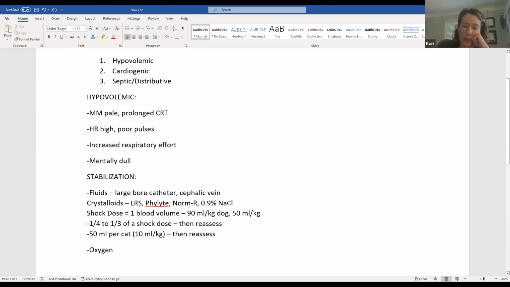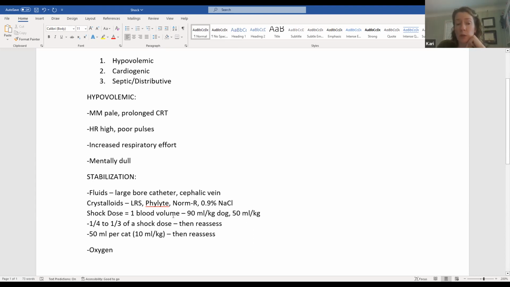It's also important to remember that crystalloids are short-lived. Because they're an isotonic fluid, they will redistribute in the body really quickly. And within about half an hour to an hour, only about a quarter of that volume of fluid is going to be left in the circulation.